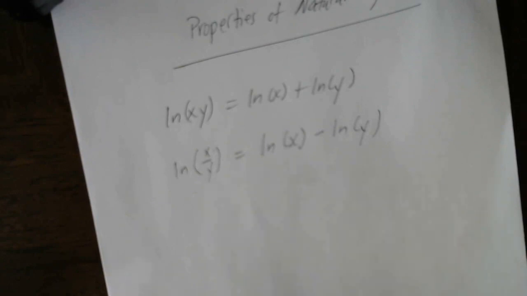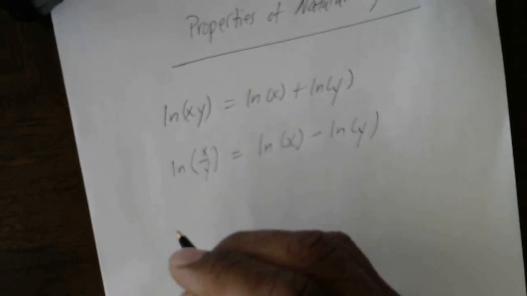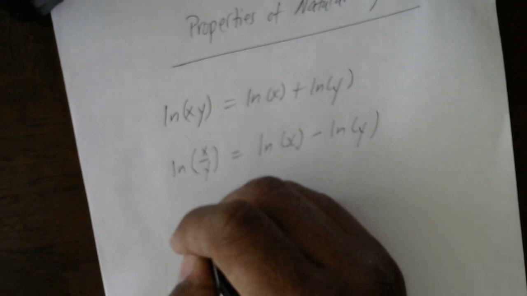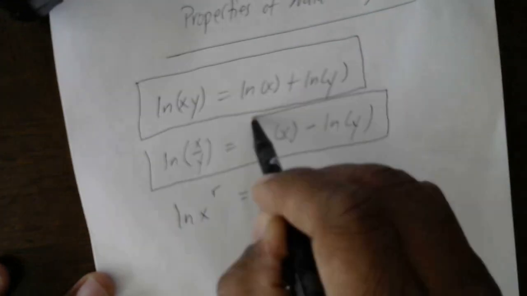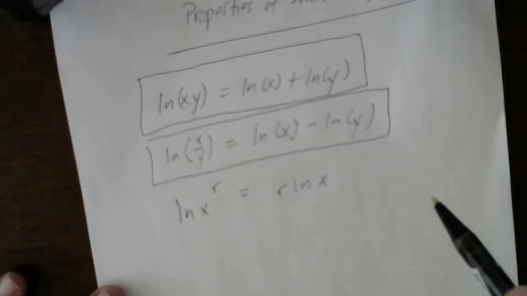And then there's the power rule. The natural log of x raised to the power of r, that's equal to r times the natural log of x. So we have the product rule, the quotient rule, and the power rule.